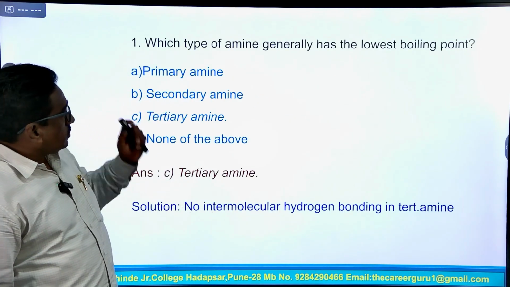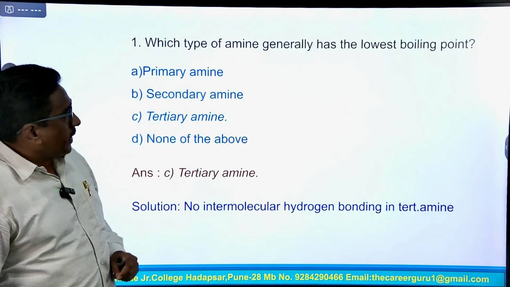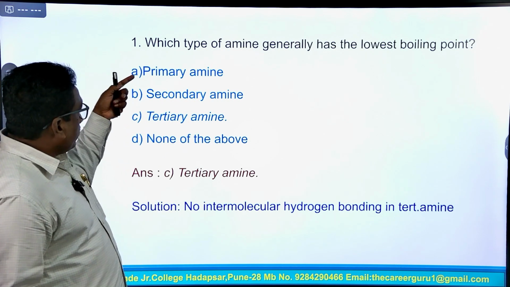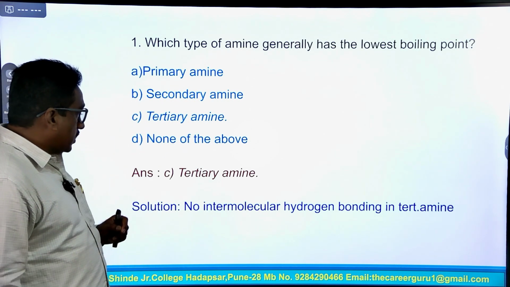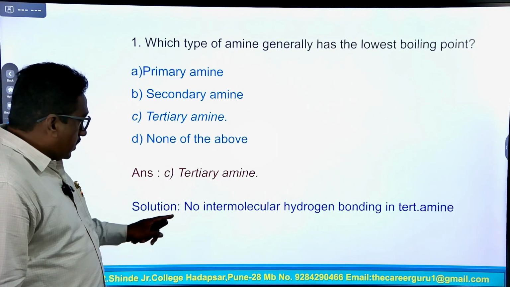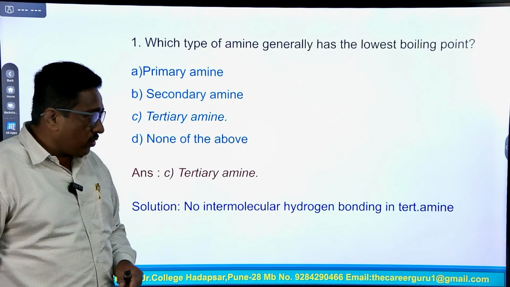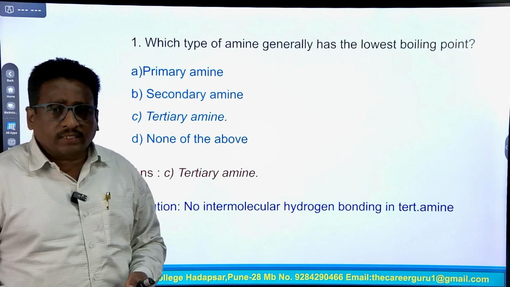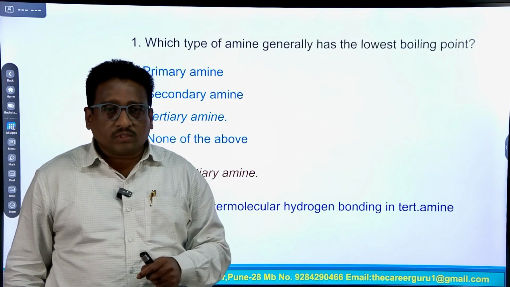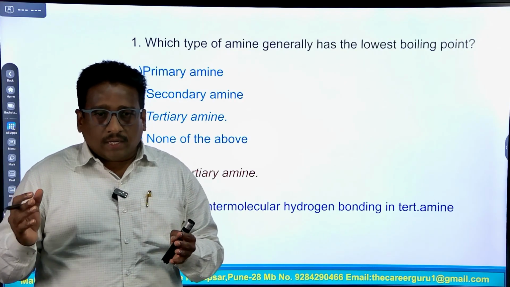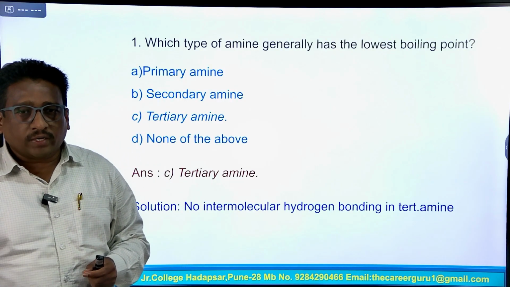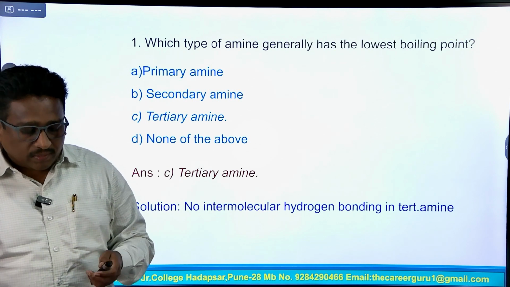First MCQ based on this boiling point. Which type of amine generally has the lowest boiling point? Option A, primary amine, B, secondary amine, C, tertiary amine, and D, none of the above. Option C, tertiary amine, because they do not form intermolecular hydrogen bonding. Why? Because of the absence of hydrogen atom on nitrogen, they cannot form hydrogen bonding with another molecule, hence the tertiary amine has a lower boiling point than secondary and primary amines.